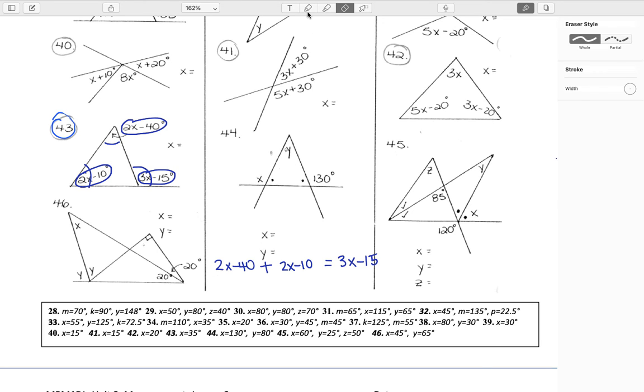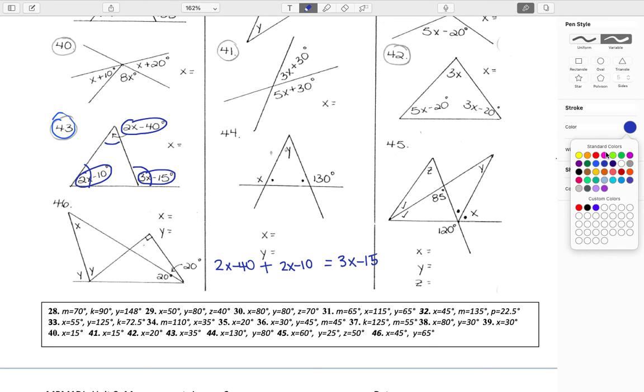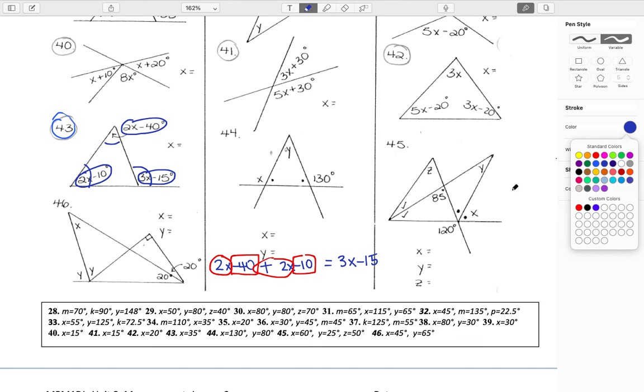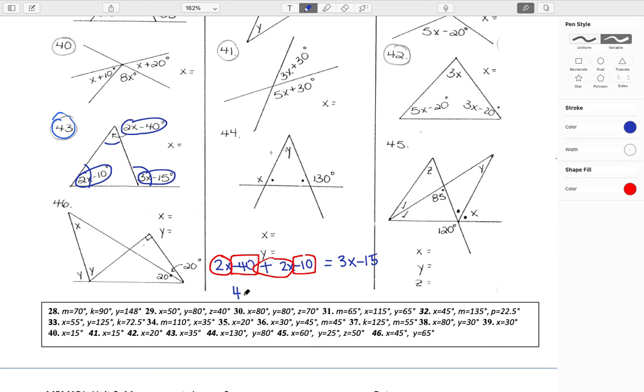And now what we're going to do is collect the like terms. So we know that 2x is a like term with positive 2x, and minus 40 is a like term with negative 10. So I will simplify. 2x plus 2x is going to give me 2 plus 2 is 4x. Minus 40 minus 10 will give me minus 50 equals 3x minus 15.